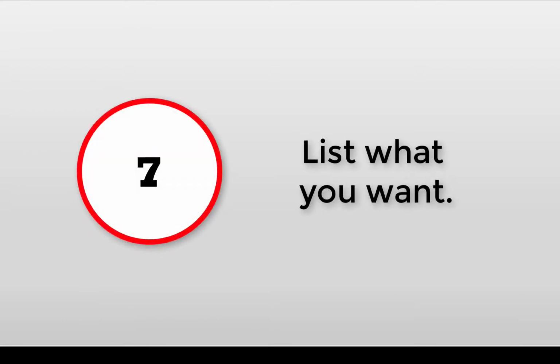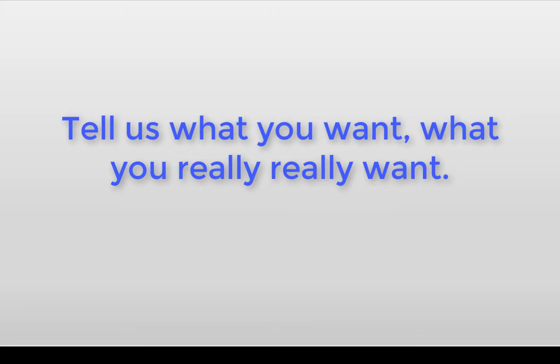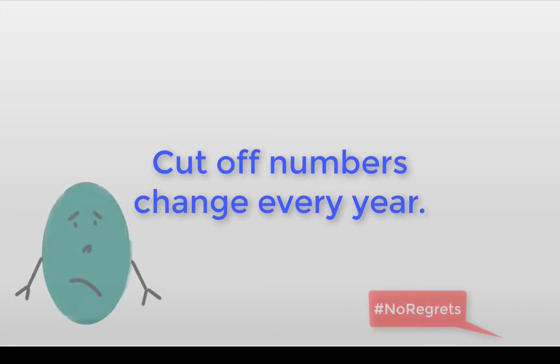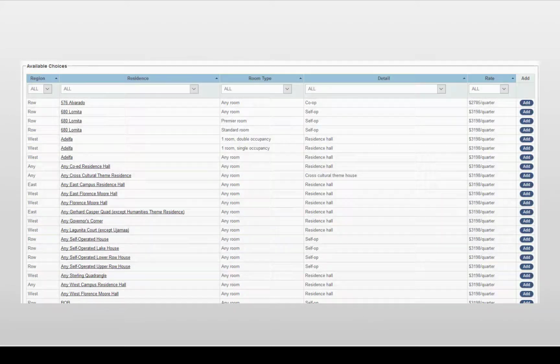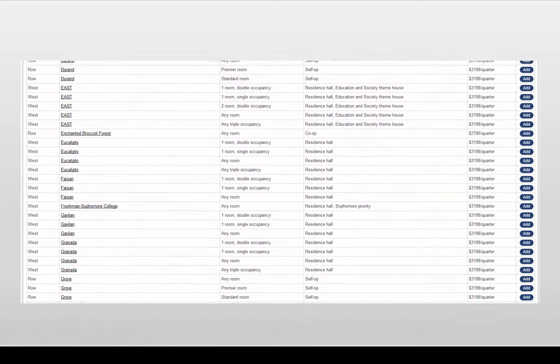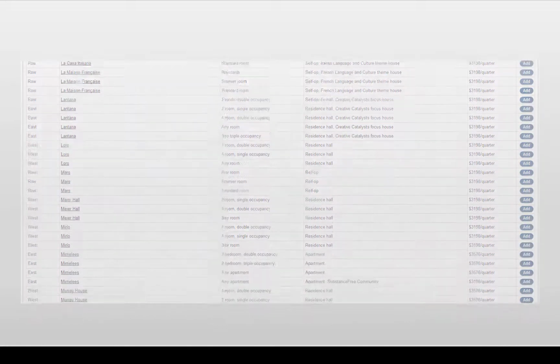Number 7, list what you want. Again, this sounds pretty basic, but sometimes students tell us that they aren't listing a residence because they don't think they will have a draw number strong enough to get into that residence. The fact is that every year cutoff numbers change, and it's much better to list a choice and not get it than to not list a choice and find out that you really did have a number strong enough to get into that residence. You can rank every residence we have available, and there is no disadvantage to ranking residences honestly, so list what you want in the order you want it.